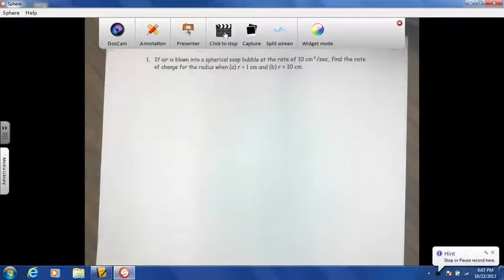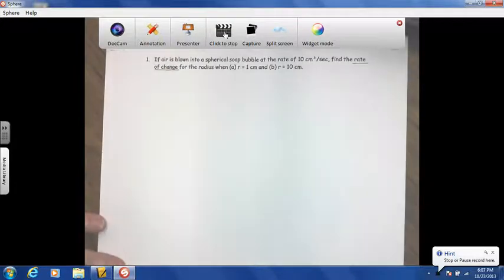Section 2.6, Related Rates, Example 1. If air is blown into a spherical soap bubble at the rate of 10 cubic centimeters per second, find the rate of change for the radius when A, r is equal to 1 centimeter, and B, r is equal to 10 centimeters. Alright, so the first thing we need to do is determine what they are asking us to find.